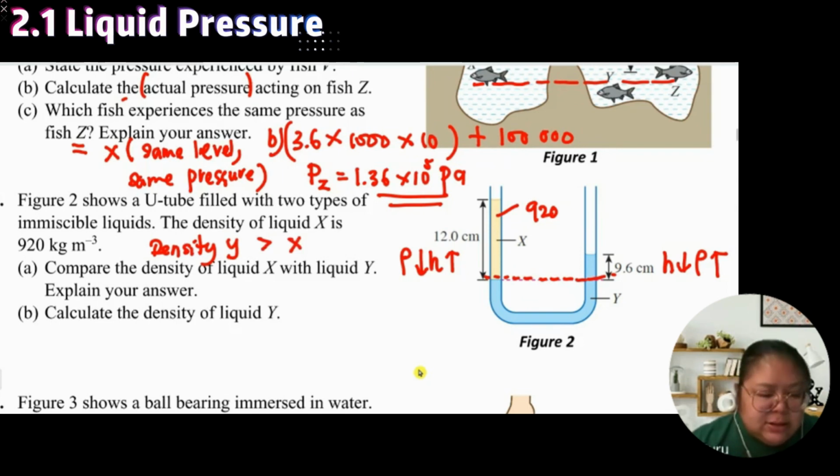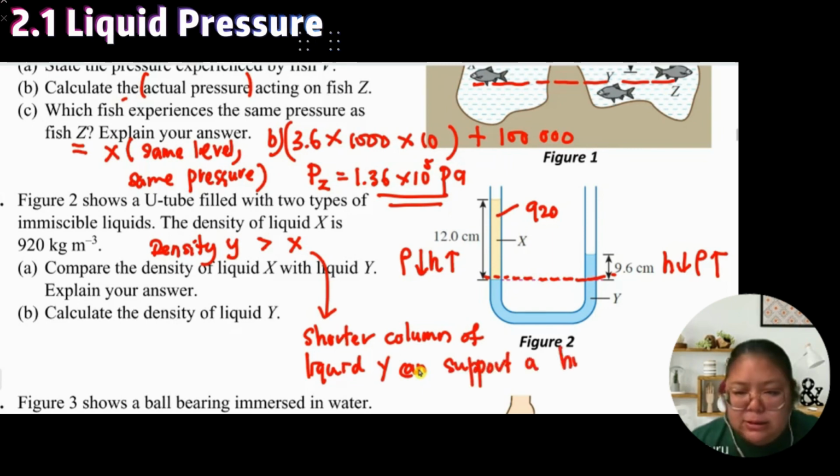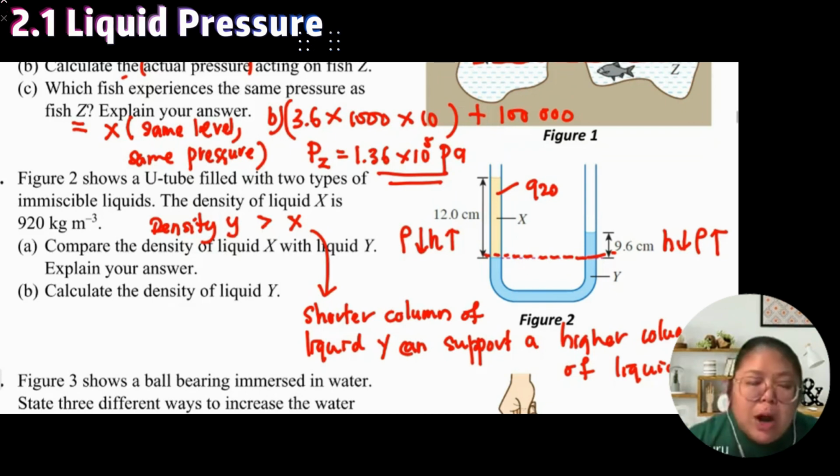Explain your answer. So you can say the answer here. I write here: the shorter column of liquid Y can support a higher column of liquid X. Only using the height 9.6 cm, it can already support the higher column, which is 12 cm of liquid X. That means liquid Y is denser compared to liquid X.